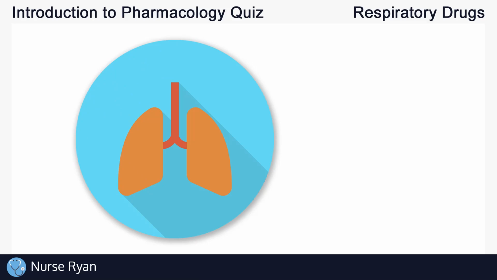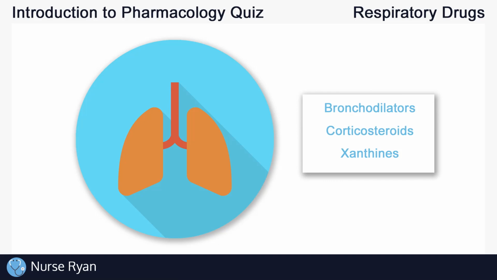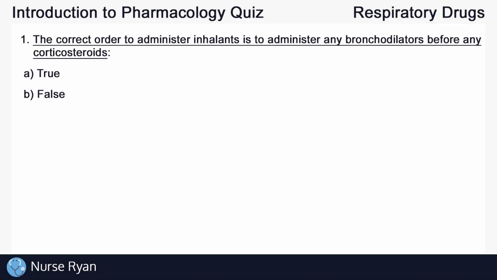an introduction to pharmacology. In this quiz, we'll review some of the basics, including bronchodilators, corticosteroids, and xanthines. I'll walk you through the answers and rationales for each question. Starting off with question number 1. The correct order to administer inhalants is to administer any bronchodilators before any corticosteroids. And for each question, I'll leave a bit of a break where you can pause and think about the answer.